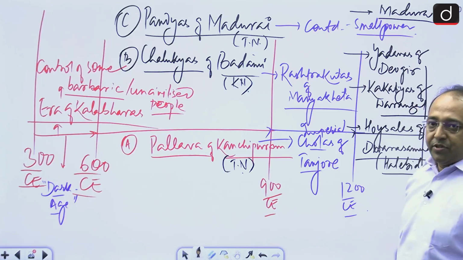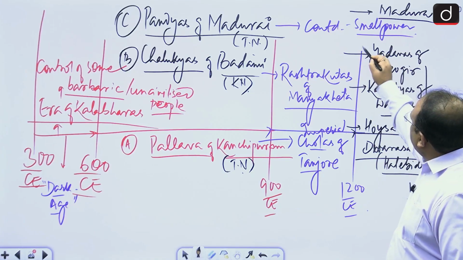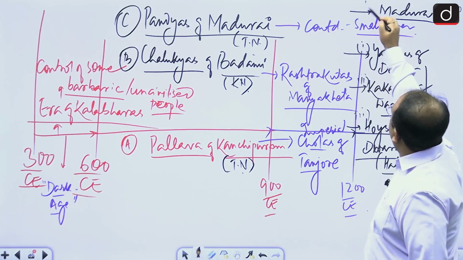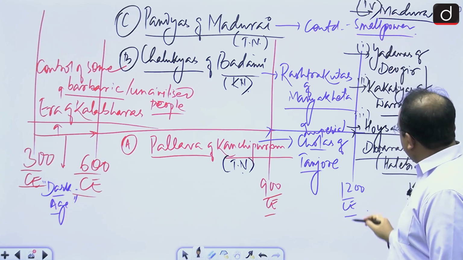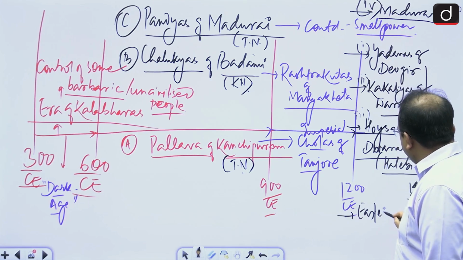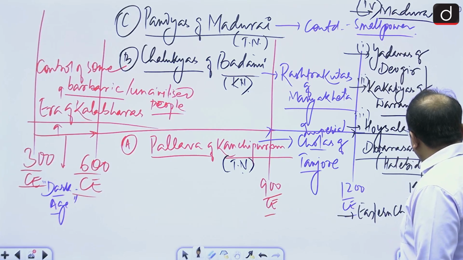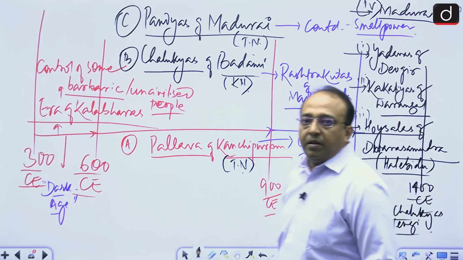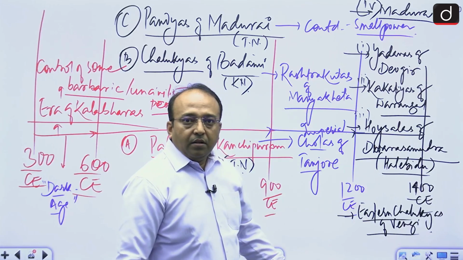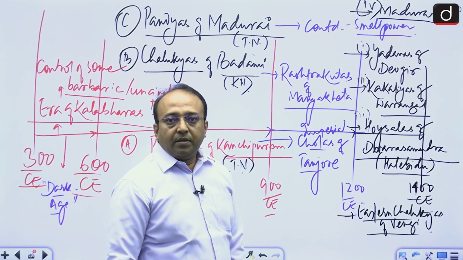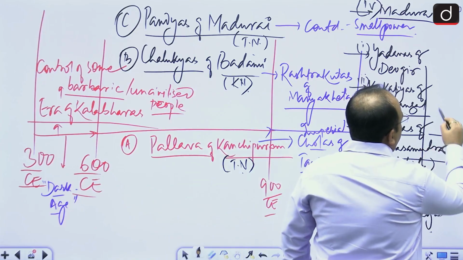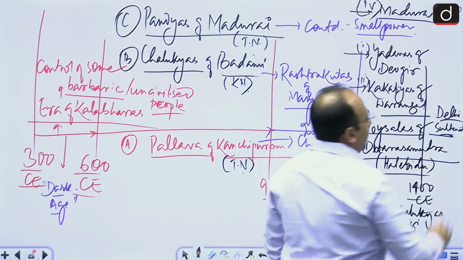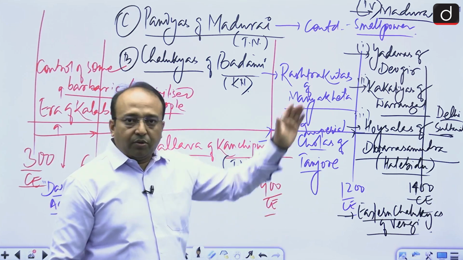So see, in this period, how many dynasties emerged in South India? 1. Yadavas, 2. Kakatiyas, 3. Hoysalas, 4th Pandyas of Madurai, and 5th also the Eastern Chalukyas of Vengi on the coast of today's Andhra Pradesh. So see, in this period, some new dynasties also emerged. And then afterwards, what happened in South India? Delhi Sultanate continued to dominate South India.